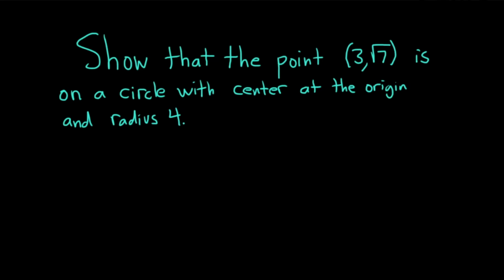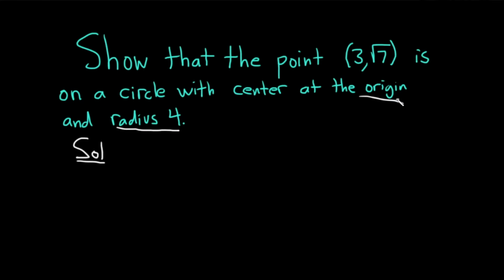Hi, in this problem, we are going to show that the point (3, square root of 7) is on a circle with center at the origin and radius 4. Let's go ahead and work through this problem very carefully. So the first thing we're going to do is write down the equation of the circle with center at the origin and radius 4.